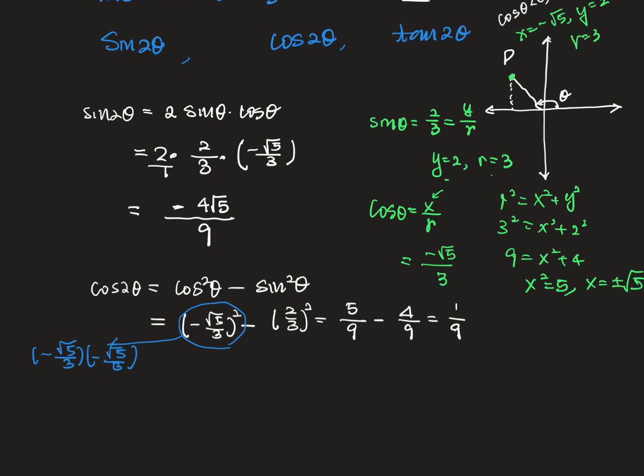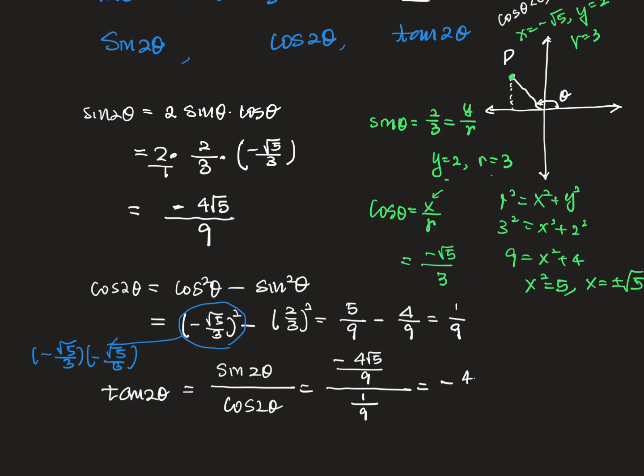How about tangent? We don't need the double angle formula for tangent because we already found sine and cosine. We can use the quotient identity: sine 2 theta over cosine 2 theta. You can use the double angle formula for tangent too, it's fine. So tangent 2 theta is negative 4 square root of 5 over 9, divided by cosine 2 theta, which is 1 over 9. This is a complex fraction, which cancels out. That's negative 4 square root of 5.